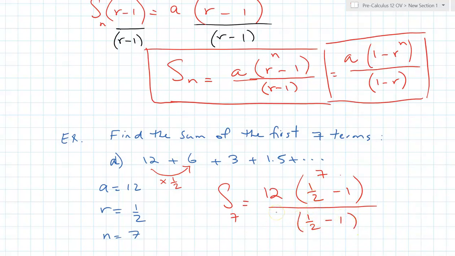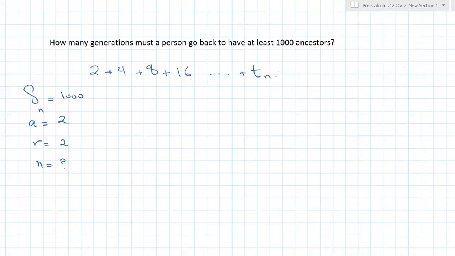Okay, and from this point on, you just have to take out your calculator, making sure that you're following BEDMAS. You have to deal with the 1/2 to the 7th first, and then subtract, and then go through it and come up with the answer. And when you do that, you get 23.8125. Okay, simple as that. That's the sum of the first 7 terms of this geometric series. All right, let's look at another example.